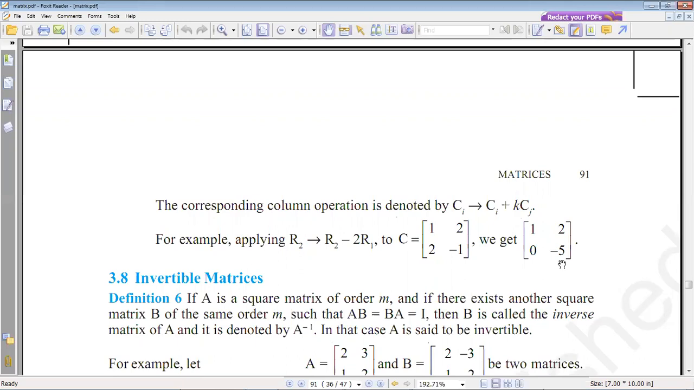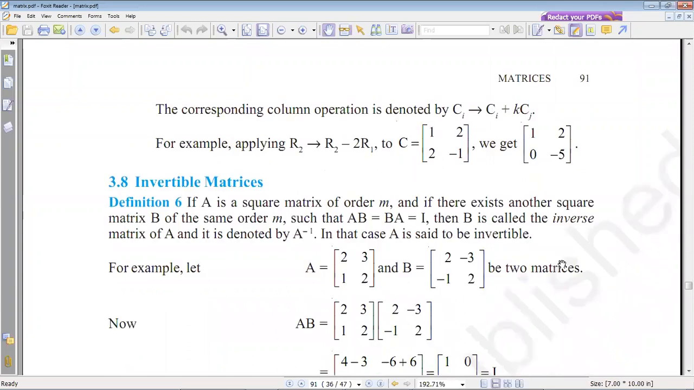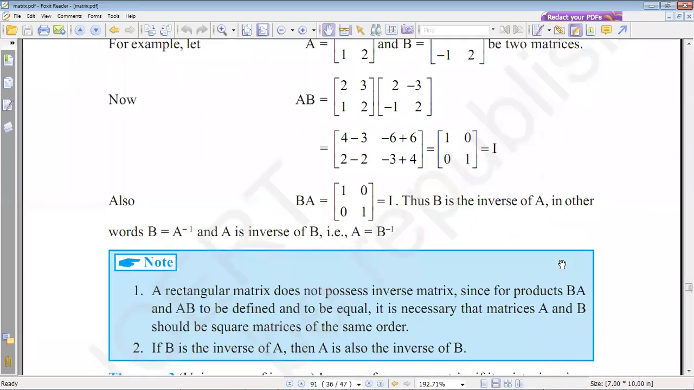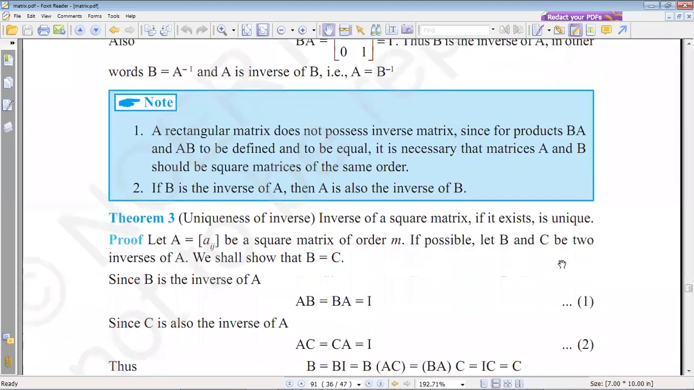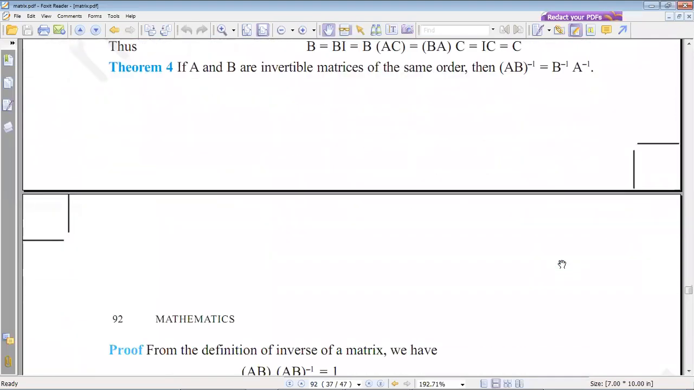So now by using these three elementary operations, we can find out the inverse of a square matrix. And always remember, inverse of a matrix exists only in case of a square matrix. See one example here.